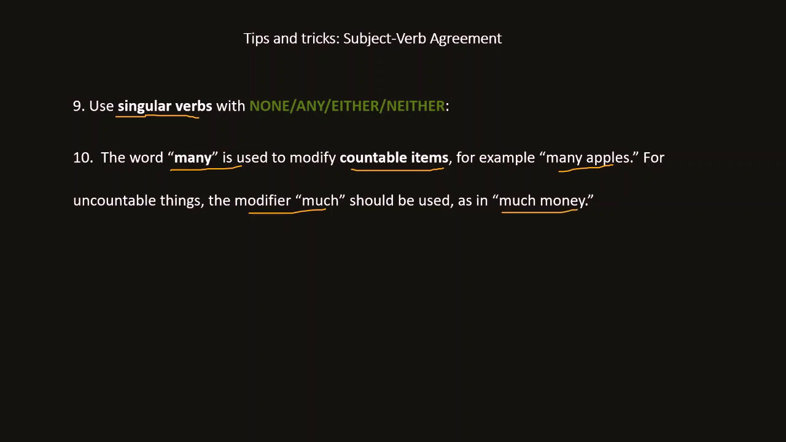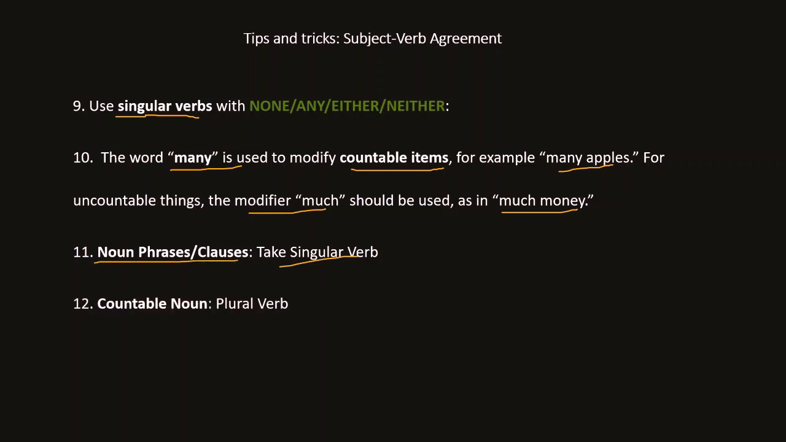Tip number 12. The countable nouns, the nouns which we can count, can take plural verbs. What are the countable nouns? Boys, girls, pens, pencils take plural verbs. Uncountable nouns take singular verbs. What are uncountable nouns? The nouns which we can't count.